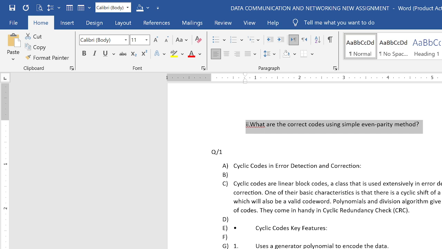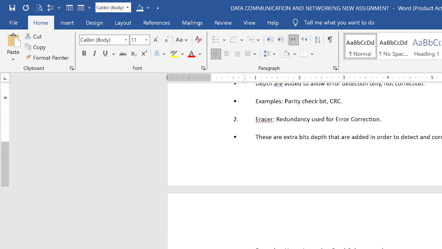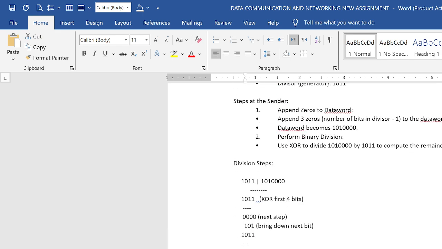Then I'll go to receiver side. Perform the same division of the received code word by the divisor. If the remainder, syndrome, is 0, the data is considered error-free. This method is highly effective at detecting burst errors. And then I'll go to question 2.